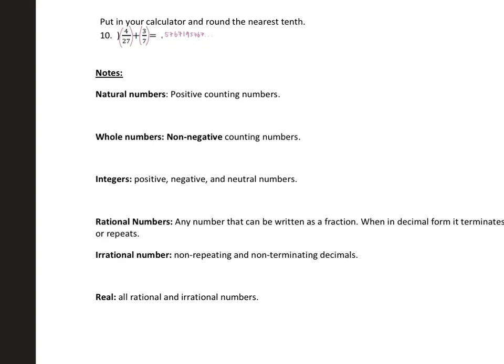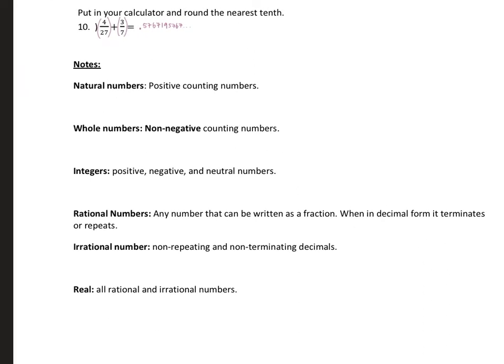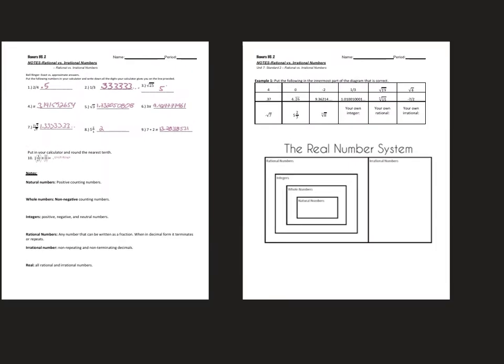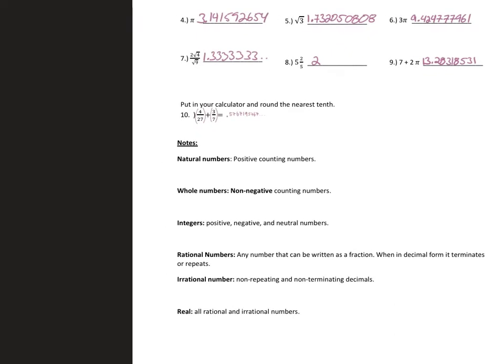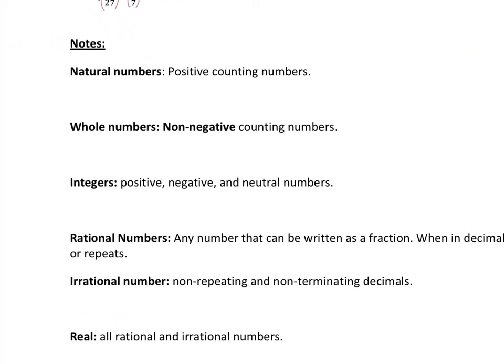Let's look at these definitions down here. I already typed it all in for you, but we're going to write some examples of each. All these numbers are included in the real number system. We're going to talk about all these different types of numbers and some examples of each. We have natural numbers, which are positive counting numbers: 1, 2, 3, 4, and so on. That's what we call natural numbers.